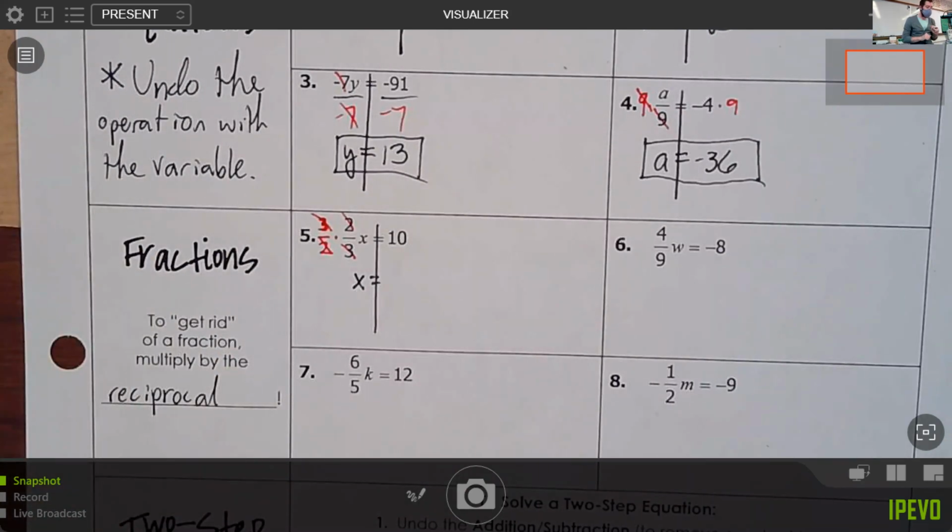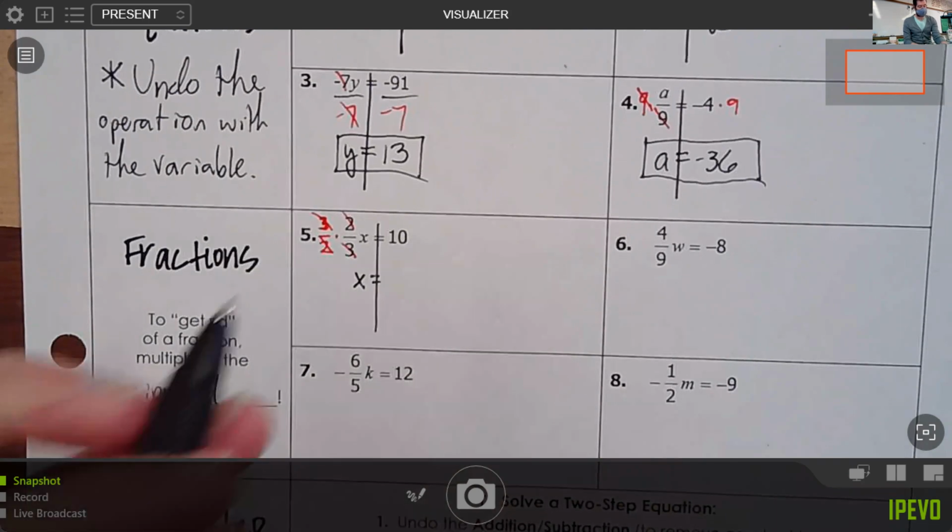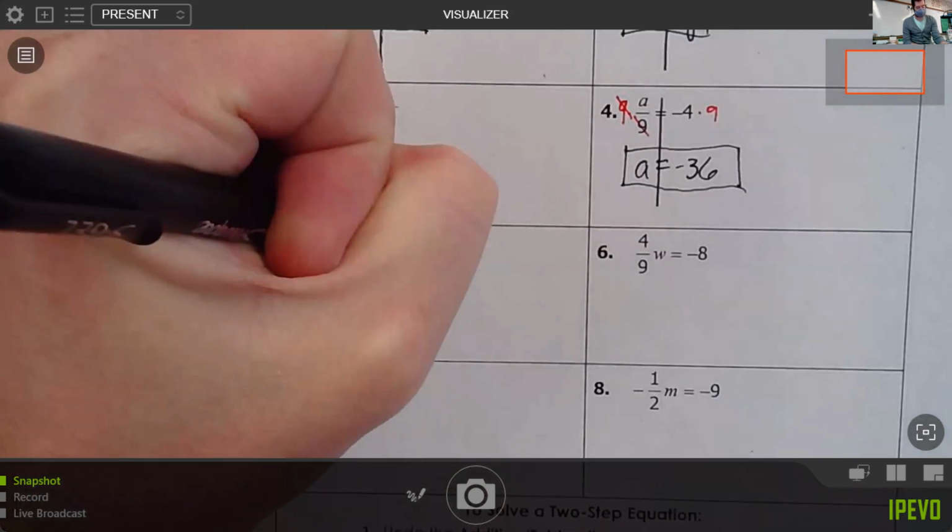So to get rid of a fraction, multiply by the reciprocal. Flip the fraction over and multiply by that value. Now over here, we have to do the same thing. We multiply by 3 over 2 on the left. We're going to multiply by 3 over 2 on the right.